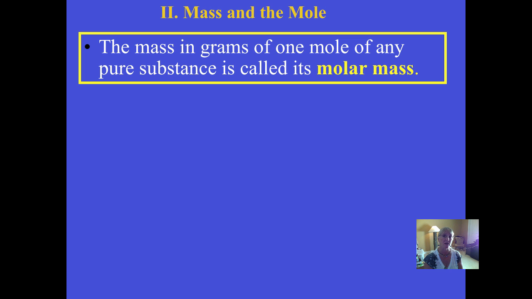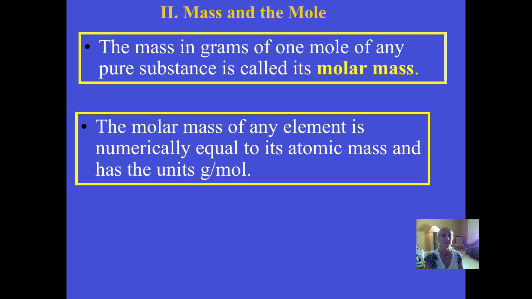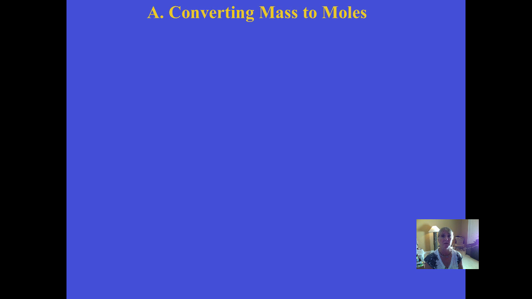So the mass in grams of 1 mole of any substance is called its molar mass. Sometimes I'll refer to this as its formula mass if it's a compound. Old textbooks or old worksheets might call it molecular mass. But it's taking 6.02 times 10 to the 23rd atoms or molecules, etc., and getting its mass. As we said, it's equal to the atomic mass that you see on the periodic table.